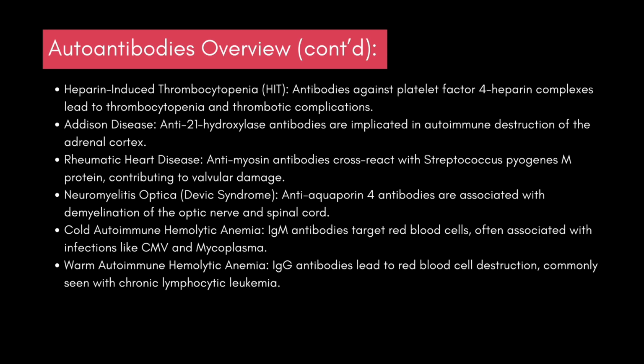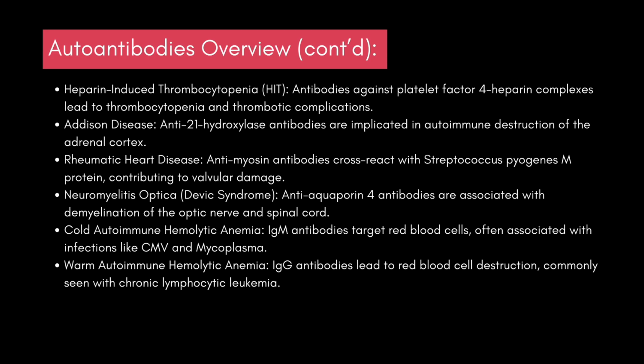We have rheumatic heart disease. Anti-myosin antibodies cross-react with Streptococcus pyogenes M protein, contributing to valvular damage. Next, we have neuromyelitis optica, also known as Devic syndrome. We have anti-aquaporin 4 antibodies, which are associated with demyelination of the optic nerve and spinal cord.